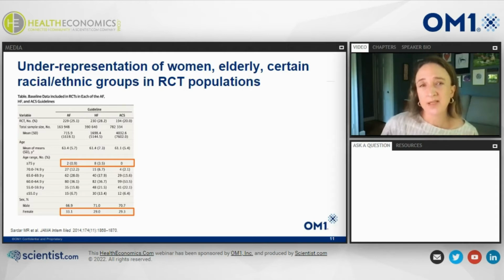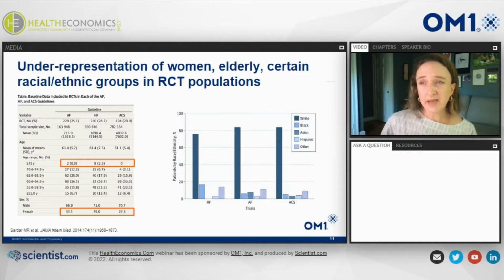This table is from a paper that examined the composition of patients enrolled in randomized trials that were cited in the American College of Cardiology and American Heart Association guidelines for atrial fibrillation, heart failure, and acute coronary syndromes. And we see that even when aggregated across all of these trials, so this is hundreds of thousands of patients coming together when we look at these systematically, there are very few patients in older age categories and a stark underrepresentation of women. We also see that 80 to 85% of these populations are white.